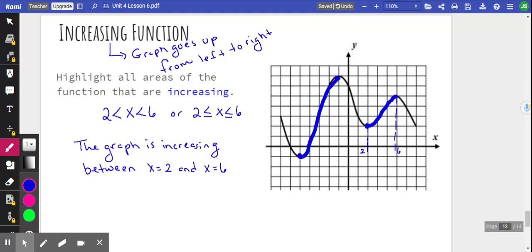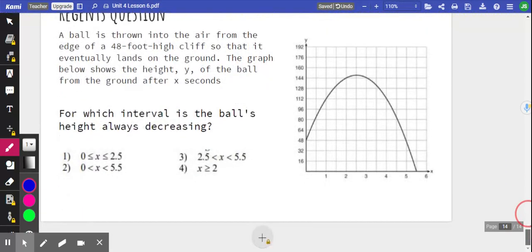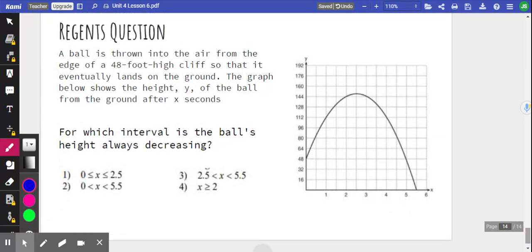Now a regions question with this, and this is where we're going to end today with this vocabulary. So a little story background. We have a ball is thrown into the air from the edge of a 48-foot high cliff so that it eventually lands on the ground. Okay, because if you're going to throw a ball, eventually at some point it has to hit the ground. The graph below shows the height y of the ball from the ground after x seconds. For which interval is the ball's height always decreasing?